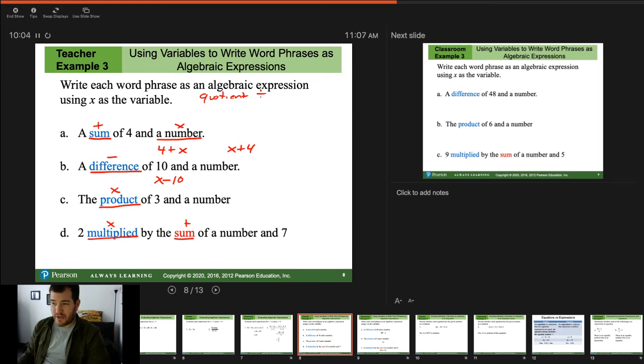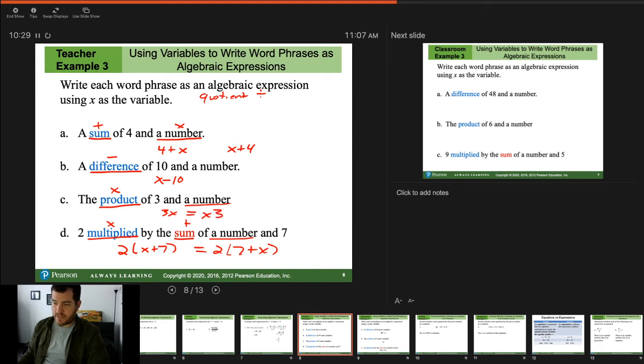I would encourage you to write that as x minus 10. The product of 3 and a number. So again, a number is going to be x, so here is just going to be 3x. Now this is interesting. 2 multiplied by the sum of a number and 7 is going to be that. Can you also write it as 2 times (7 plus x)? For sure. Can you write this one as x times 3?